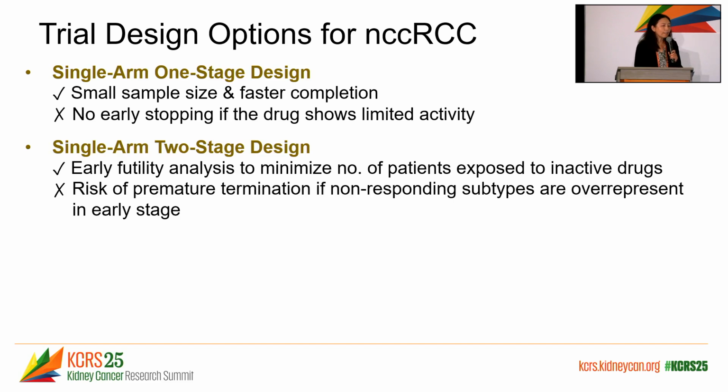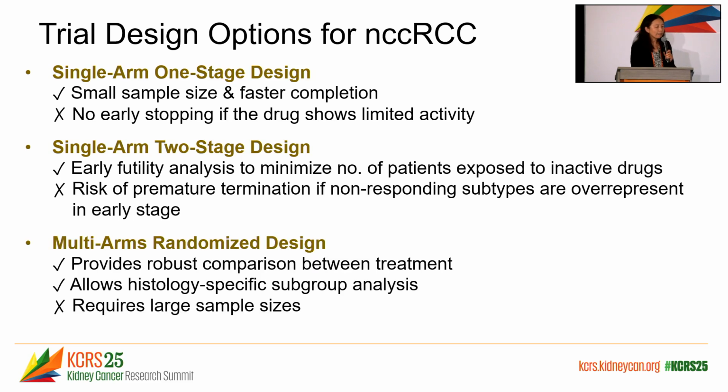The single-arm, two-stage design adds early futility analysis to minimize the number of patients exposed to inactive drugs. However, if the trial includes multiple histological subtypes, there is risk of premature termination if non-responding or unfavorable subtypes are overrepresented in the early stage. The multi-arm randomized design provides the most robust comparison between treatments. It also allows histological subgroup analysis. However, this requires a very large sample size, which may not be feasible for many rare subtypes.